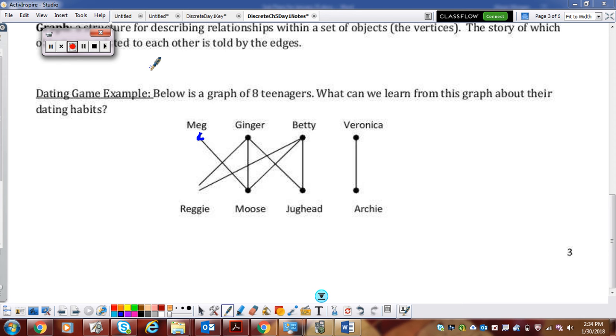So there's a lot of stuff that we can tell with this, okay? There's a lot of interpretations. It shows relationships. Now, you could also say that maybe Betty shakes hands with Reggie, and Betty knows Moose, Betty knows Jughead. But if you notice, there's no line connecting Betty and Ginger, so we can say that they don't know each other. So there's a lot of stuff that we can tell.